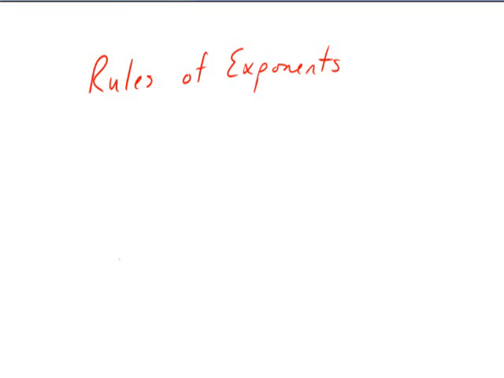The first rule of exponents that I want to talk about is called the product rule, which looks like this. And it basically says if we have two values that we're multiplying that have the same base, that we can keep that base and add the exponents. A simple case to establish this rule could look something like this.